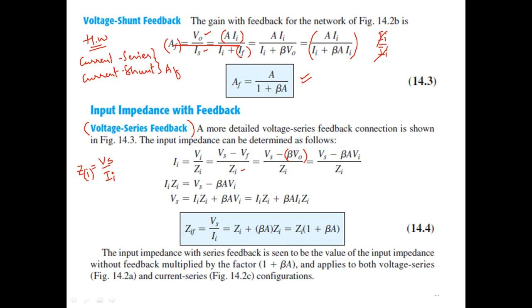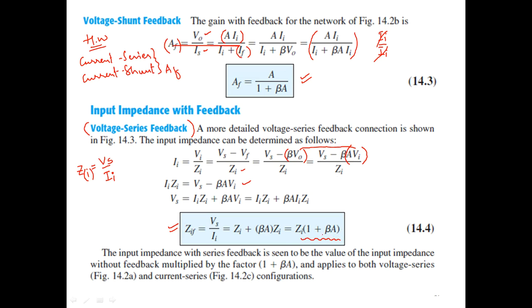And what about V naught? V naught can be expressed as A into Vi. So altogether, what do we get after two steps of simplification, substitution? We arrive at the expression of ZIF as Zi into 1 plus beta A. So it's a very simple 3 to 4 step process. You can just do it on your own. Simple substitutions.